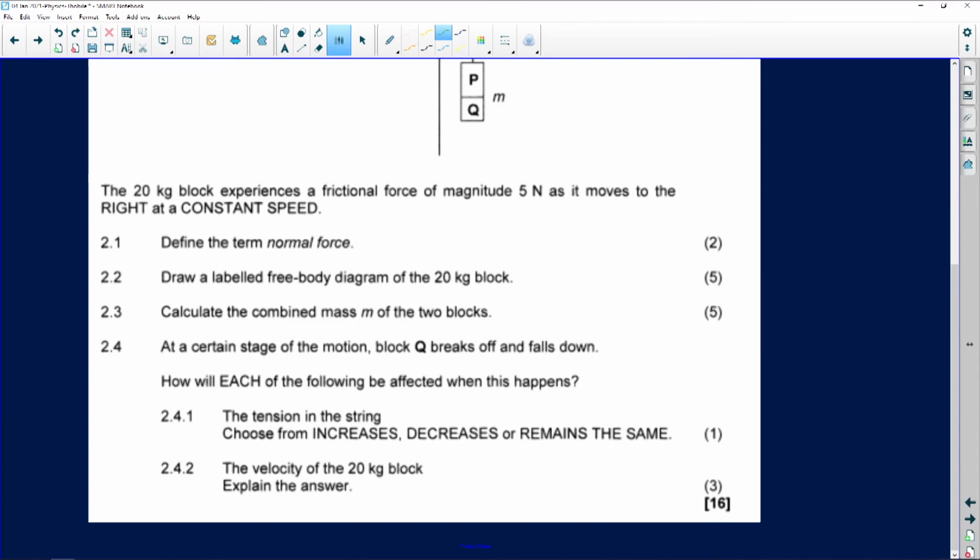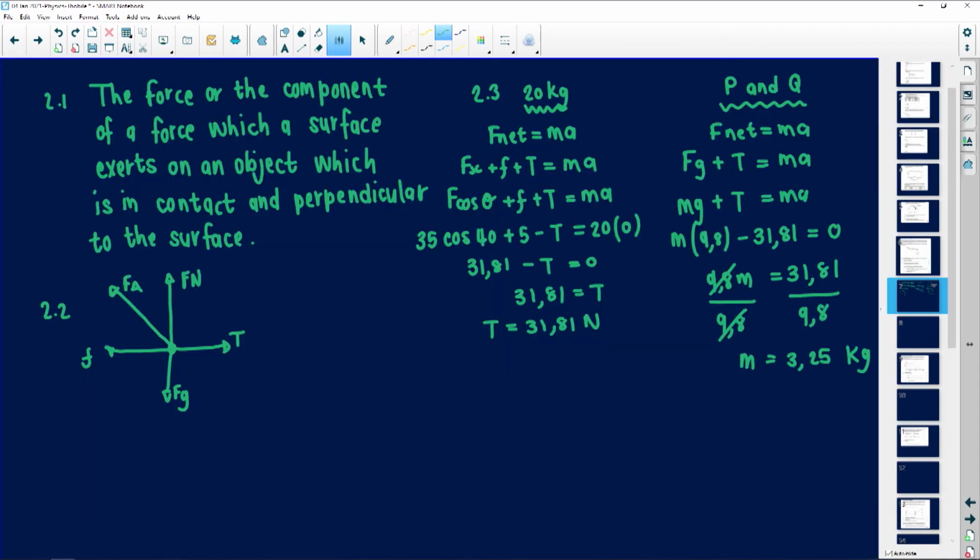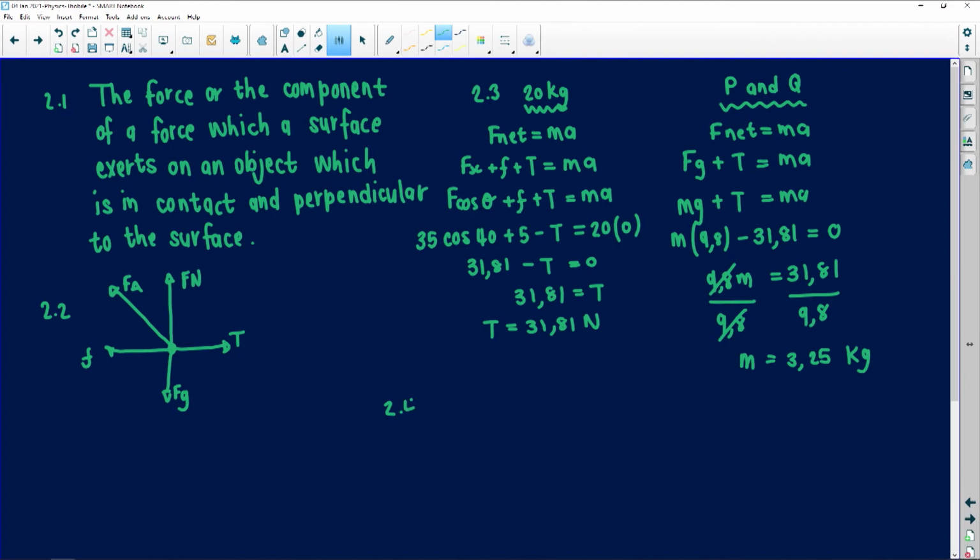Number 2.4 says, at a certain stage of the motion, block Q breaks off and it falls to the floor. Right, so it falls down. How will each of the following be affected when this happens? Number 2.4.1, the tension in the string, we must choose increases, decreases, or remains the same. Your answer is decreases. This will be 2.4.1, decrease. Let's answer the next one, 2.4.2.